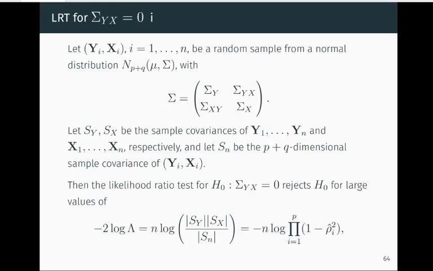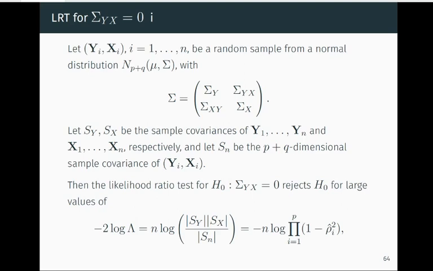So here's the setup. Let (y_i, x_i) be a random sample from a normal distribution of dimension p plus q, where the covariance matrix Sigma can be decomposed in a block fashion. Let S_y and S_x be the sample covariances of y_1 to y_n and x_1 to x_n respectively, and let S_n be the p plus q dimensional sample covariance matrix for the pairs (y_i, x_i).